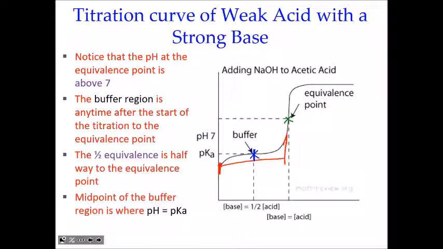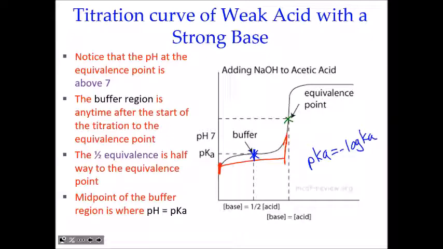And once again, I've said this before, I'm not sure everybody caught it, but when you put p in front of something like that, pKa, all you're doing is taking the negative log of that value. And so the negative log of the Ka equals the pH at the midpoint of the buffer region. So, noticeable characteristic differences here when we have a weak acid being titrated by a strong base. Any questions?